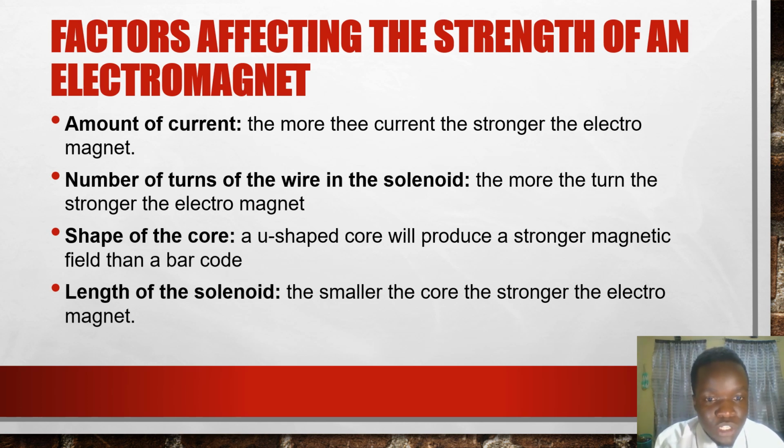The length of the solenoid. The smaller the core, the stronger the electromagnet. When you use a smaller, shorter core, the electromagnet will be stronger than using a very large one, which may make it weak. Hence, the length of the core is inversely proportional to the number of the wires in the solenoid.